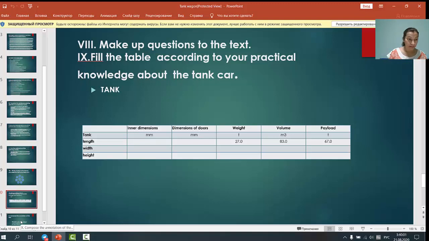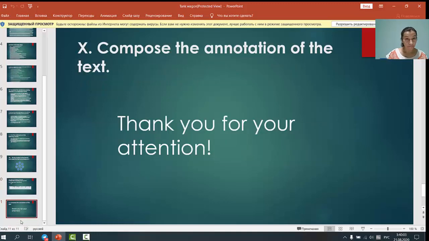Well, and the next is: compose the annotation of the texts.